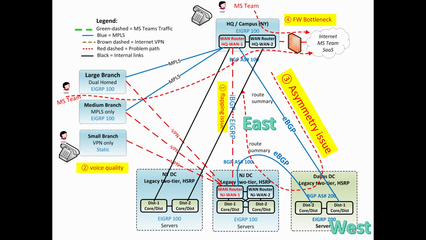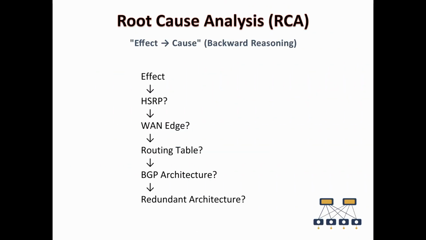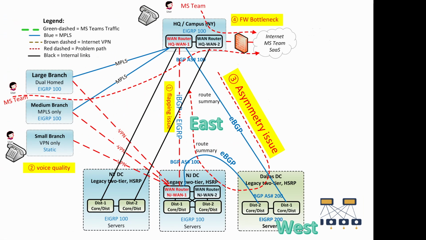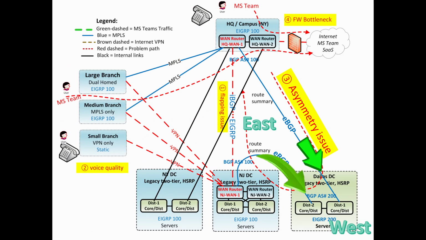But is there any other root cause? Let us investigate the two paths between the east and west. Is the redundant architecture design a root cause? There are two paths between the east and west. One path is New York to Dallas. The other path is New York to New Jersey to Dallas. The two paths serve as redundant paths. They back up each other.